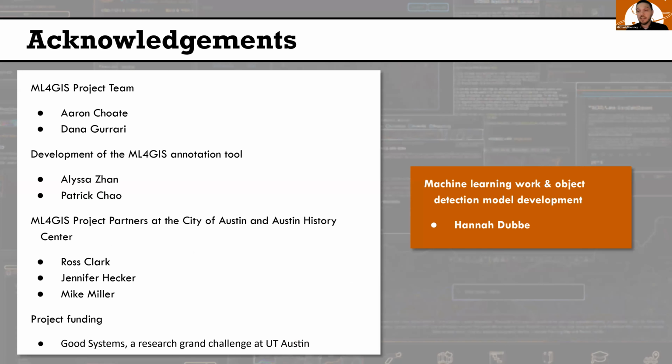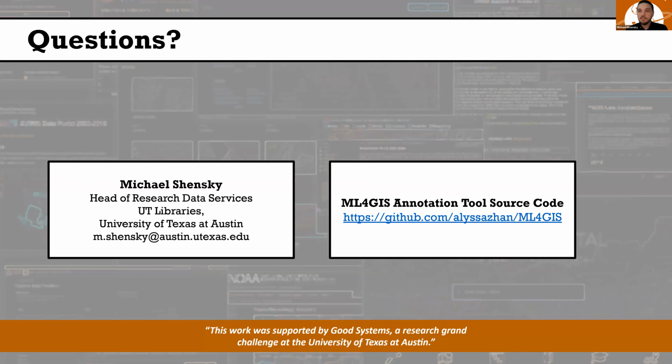So really exciting. I think this has the potential to result in thousands of maps being georeferenced in relatively short order. And big thanks to everybody that's been involved in this project over the years. We see the original project team over there on the left, and then Hannah Doobie called out there in the orange box, because none of this would have been possible without her machine learning expertise that she brought to bear on this project this past spring. And yeah, if there are any questions, we'd be glad to answer them.